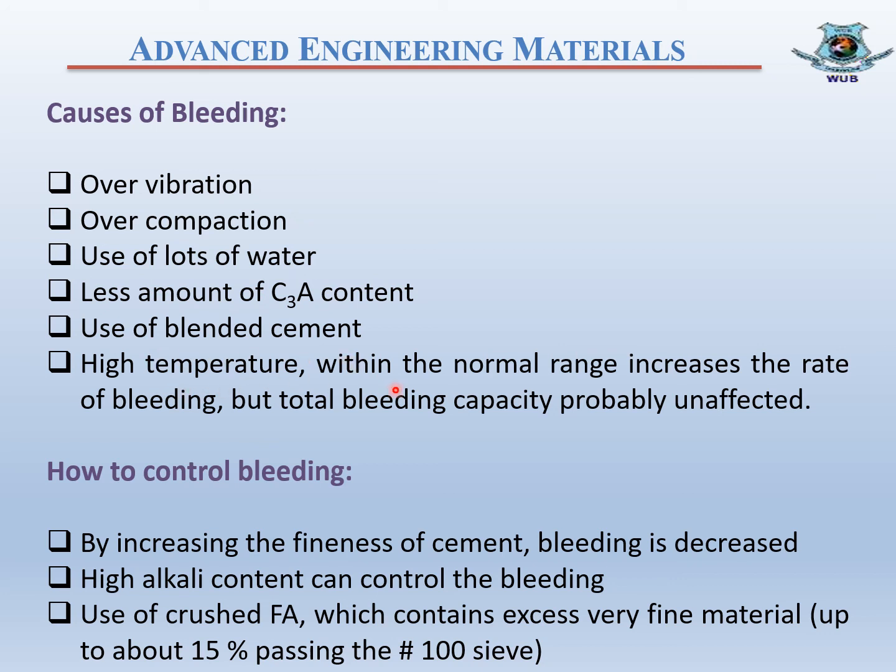High temperature within the normal range increases the rate of bleeding, but total bleeding capacity is probably unaffected. Bleeding can be controlled by increasing the fineness of cement. High alkali content can control the bleeding. Use of crushed fine aggregate, which contains excess very fine material up to about 15% passing through a number 100 sieve, can effectively reduce the bleeding.